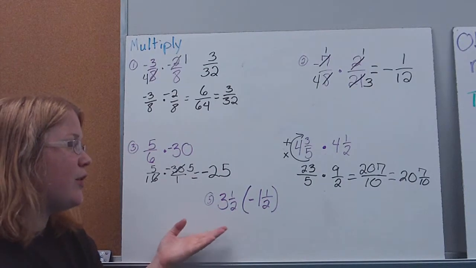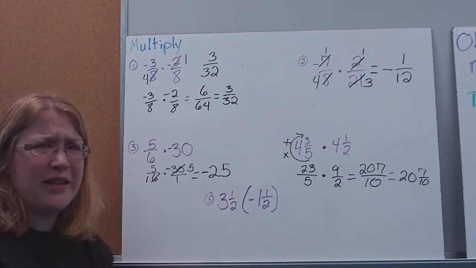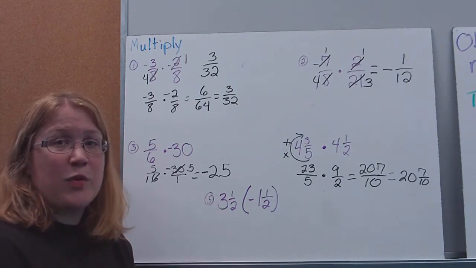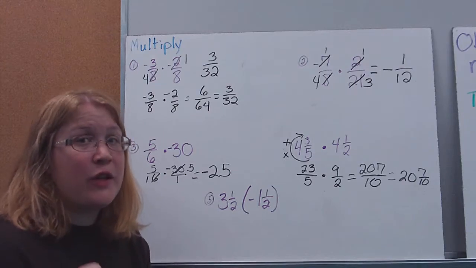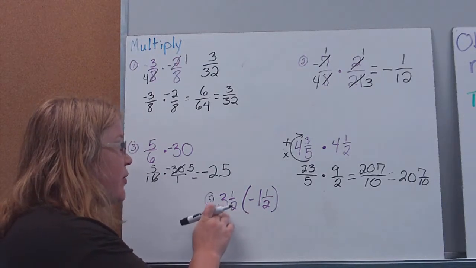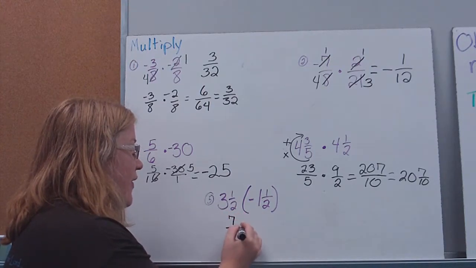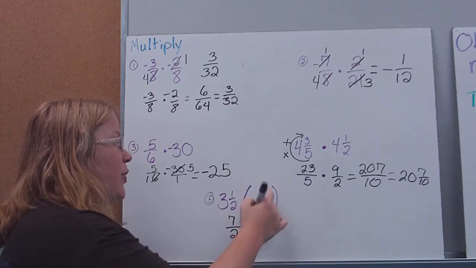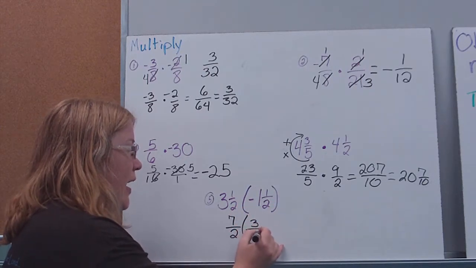All right, here again I'm multiplying. I have a positive and a negative, so my answer is going to be negative. I'm dealing with mixed numbers, which means I absolutely have to change them into improper fractions first. 3 times 2 is 6. 6 plus 1 is 7. So I have 7 halves. 2 times 1 is 2, plus 1 is 3 halves.